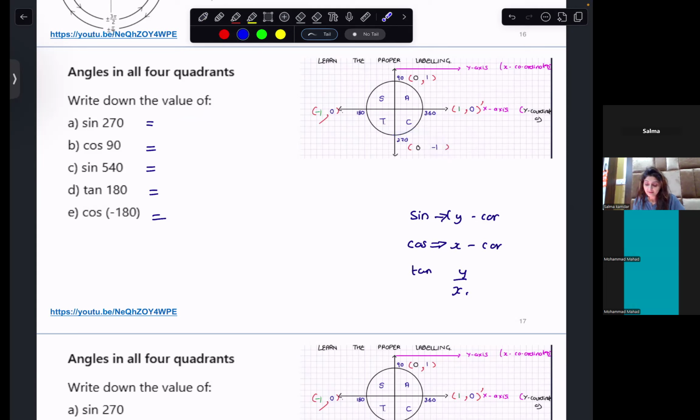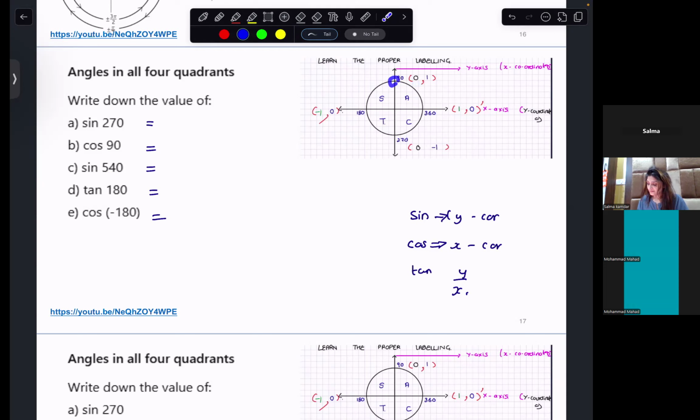Okay, yeah. Minus 1. Cos 90 is going to be 1. Okay. Cos is which coordinate? X coordinate. So it's going to be 0. Yeah. Sine 540.